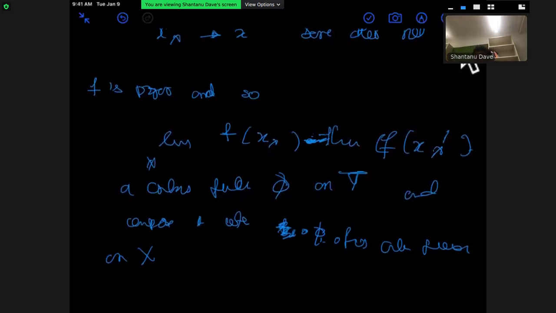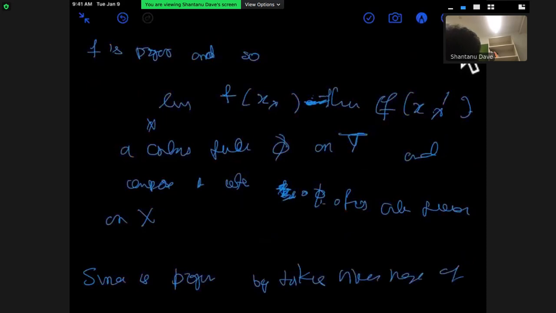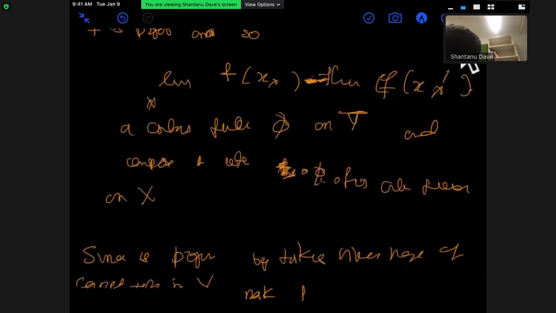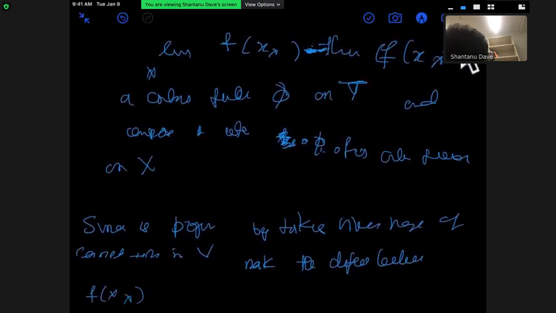So as one thing goes outside a compact set, both the sequences are going outside compact sets. So the difference between the two limits should converge. This is the whole point of this exercise. I don't want to write down the detail of it, but this is saying since f is proper, you can choose, by taking inverse images of compact sets in Y, make the difference between f(x_lambda) and x_lambda prime small.